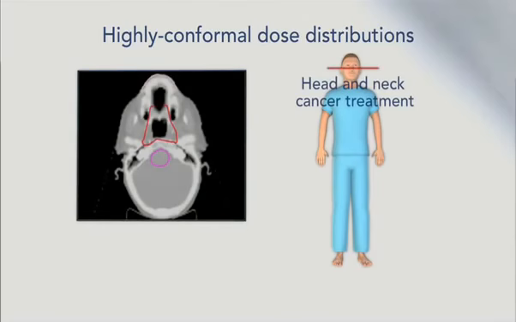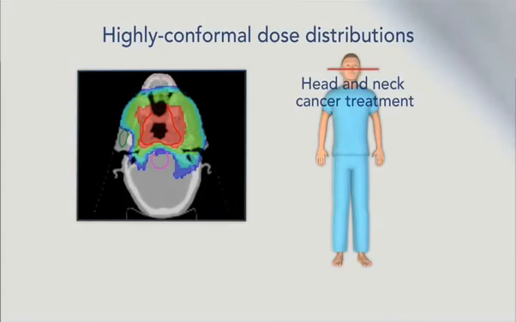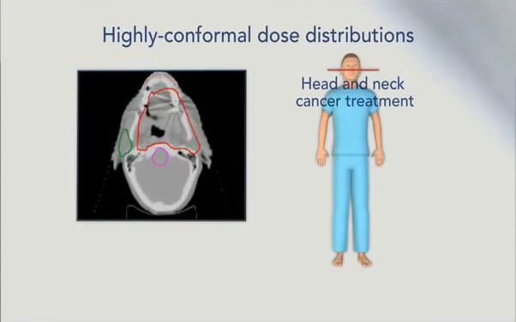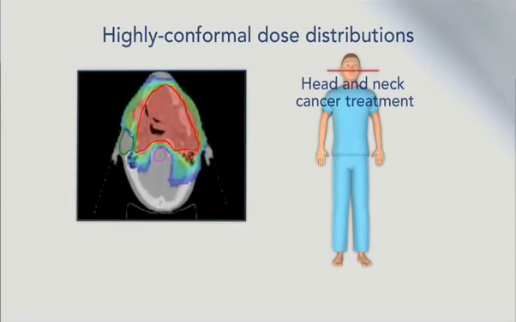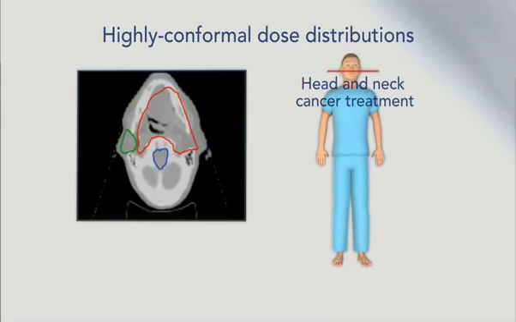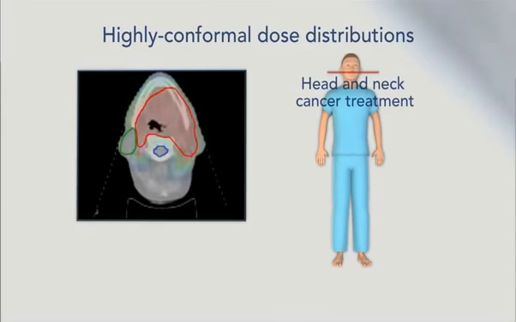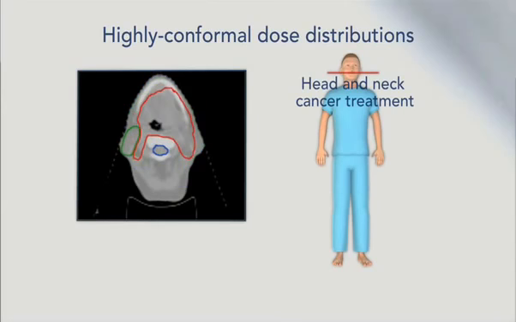Shown here are CT scans with overlaid structures and dose levels from a head and neck cancer treatment plan. The tumor, indicated by the red outline, is covered by the prescription dose, shown by the solid red color. The adjacent blue spinal cord and green parotid gland receive a very low dose. Our unique technique enables a sharp distinction between tumor dose and dose to nearby critical tissues.